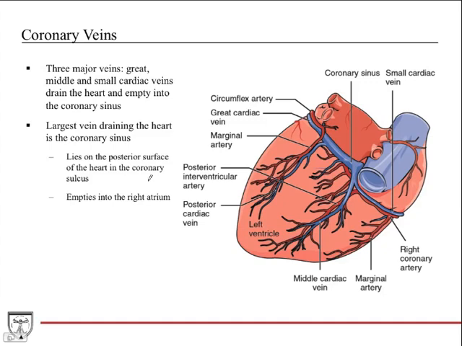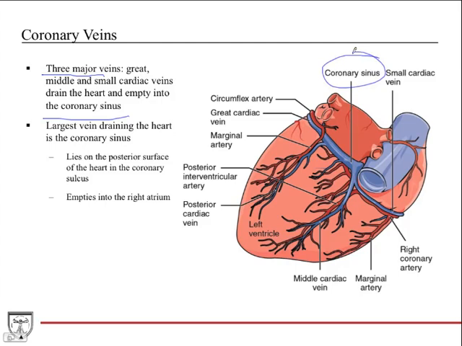These definitely could show up on an anatomy lab practical exam. So in a cadaver lab, you definitely want to ID these veins on the heart. There's three major veins. Obviously there's a ton of veins, but these are the three you want to be really aware of. So you have the great, the middle, and the small cardiac veins, and they all drain the heart and empty into the coronary sinus.